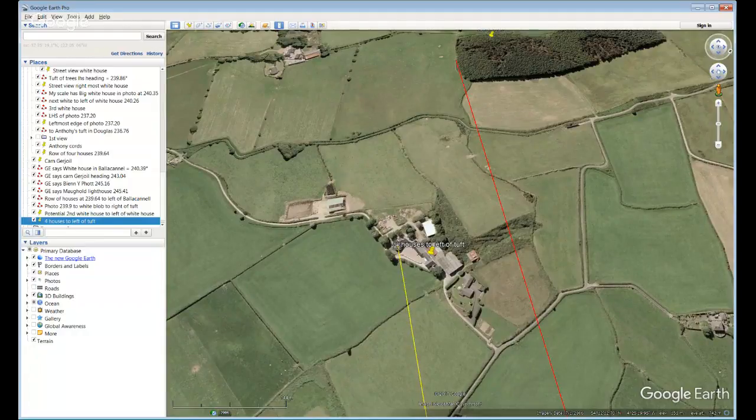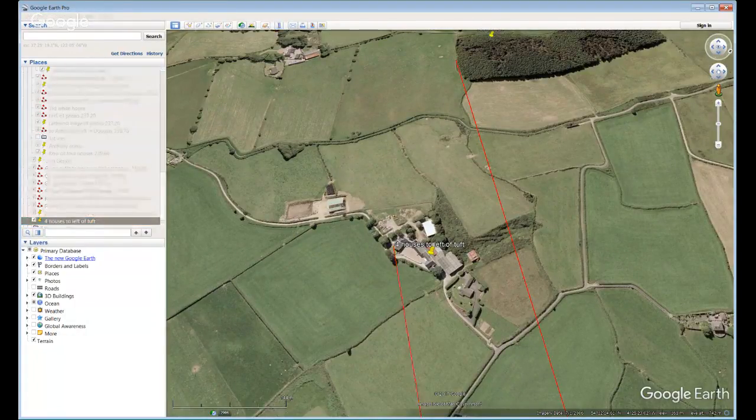Let me just check this again, just to make absolutely sure. Because I'll go with 239.73 for the moment. So 239.73 to the left-hand side of the four houses, of the four blobs.